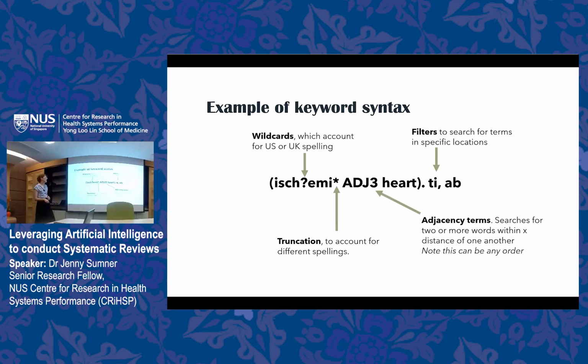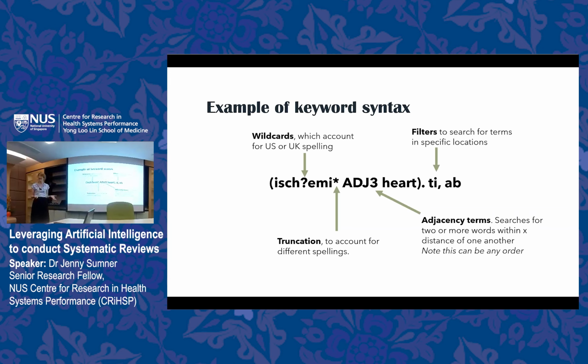And then adjacency terms. So adjacency is when you've got more than two words next to each other and you want them to be within a certain distance of one another. So adjacency three would mean that this word and this word would have to be within three words of one another when you're searching.